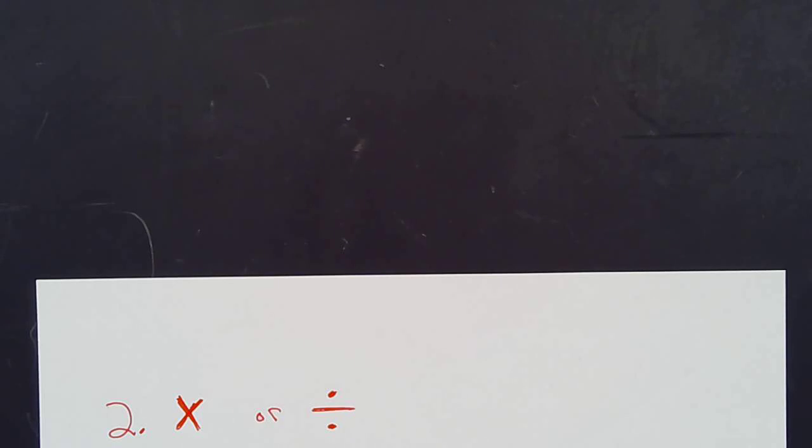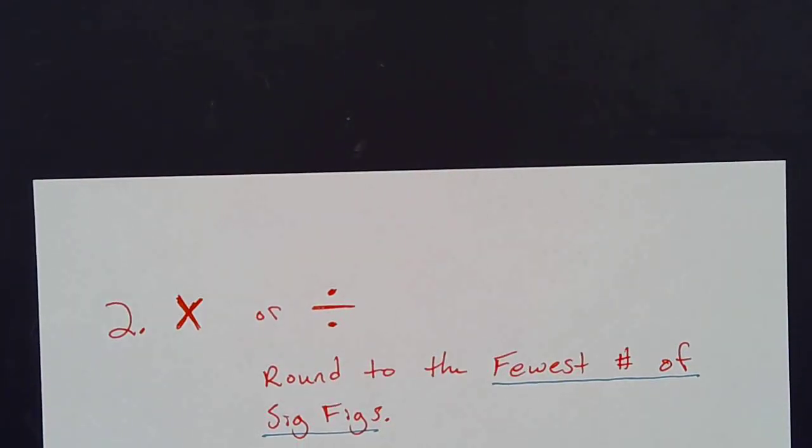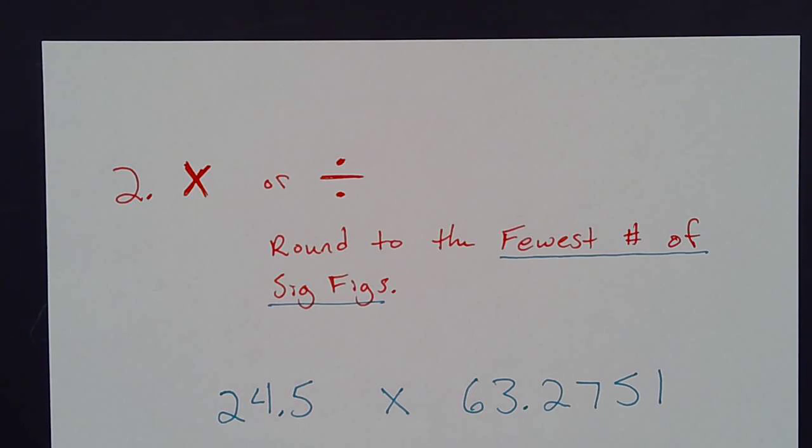Now besides addition and subtraction, we also have, of course, our multiplication and division. And in this case, the rule changes slightly. We're going to round to the fewest number of significant figures, right? So let's take a peek at that. Let's make that meaningful for us.